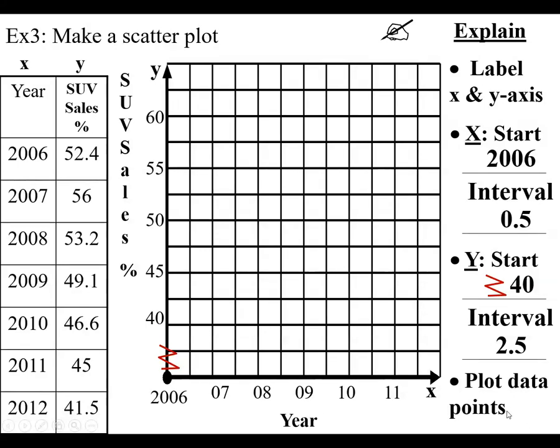Then we're going to plot our points. So we'll plot this point, which goes right here. Next point, right here. Third point, right around here. Next point, going down a little bit, right here. Next point is right here, and the last point, right here. And that's how you would make a scatter plot. You would label your axis and then plot your points.